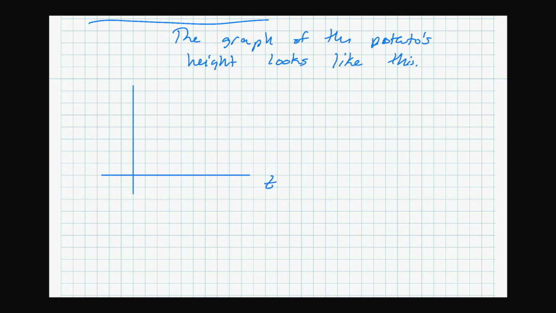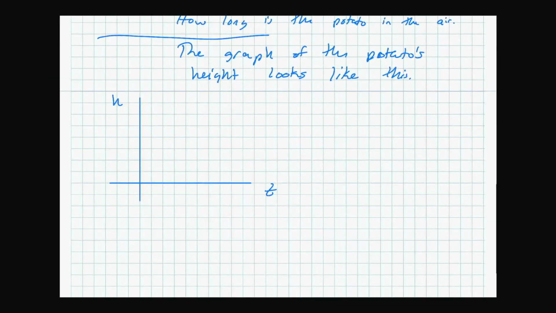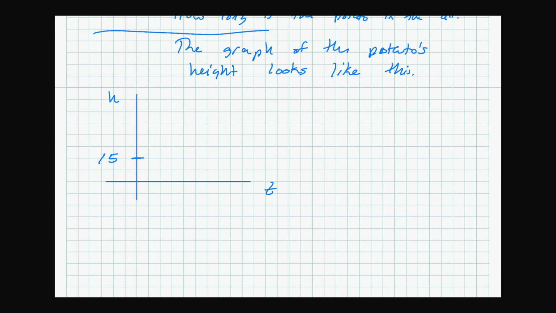Okay. So you have time here and you have height here. The potato starts out at a height of 15, because that's how high the building was. So we're starting from there. At time 0, you're 15 feet off the ground because you're on the roof. Now what's going to happen is the potato is going up. It goes up in the air, then it's going to come down, and then it's going to hit the ground.